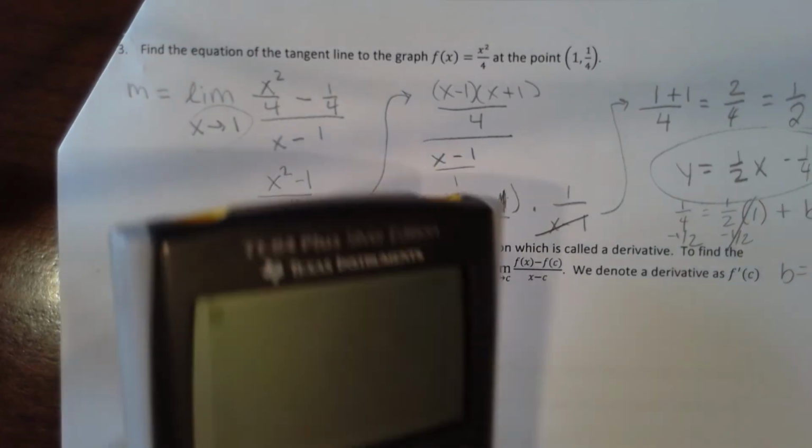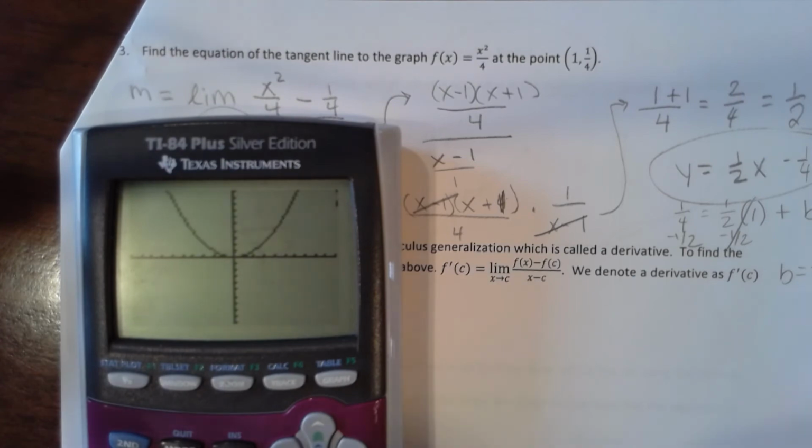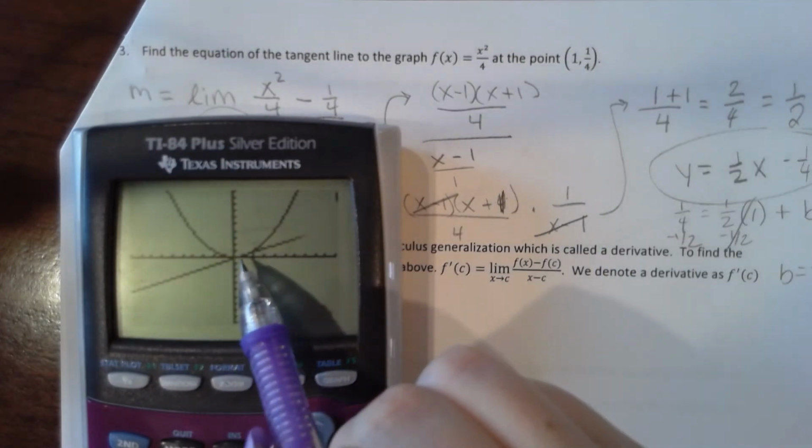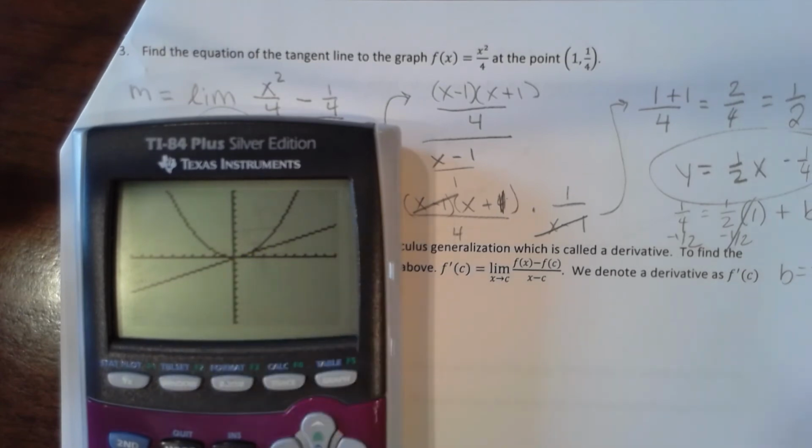Right, if I were to plug these two equations into my calculator, x squared divided by 4, and then 1/2 x minus 0.25. At the point 1, 1/4, they create a tangent line where they intersect at the point 1, 1/4.